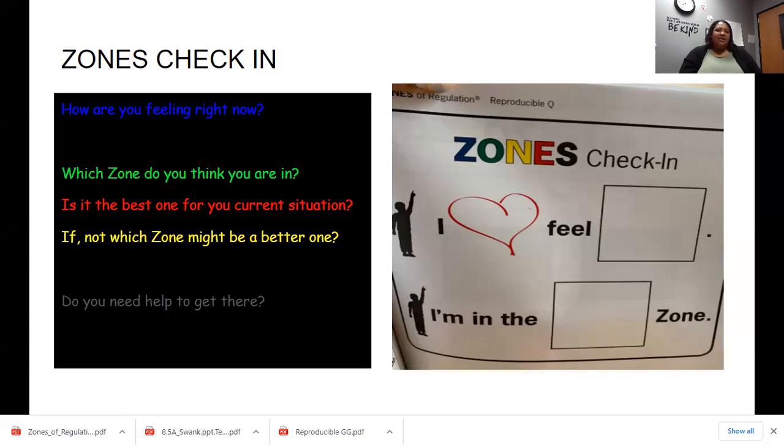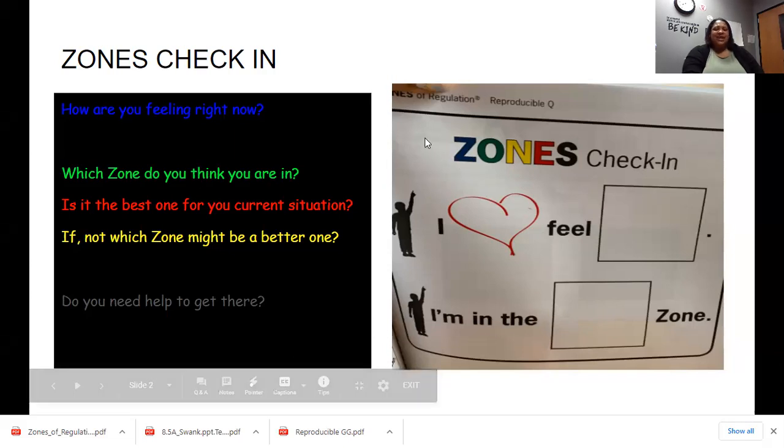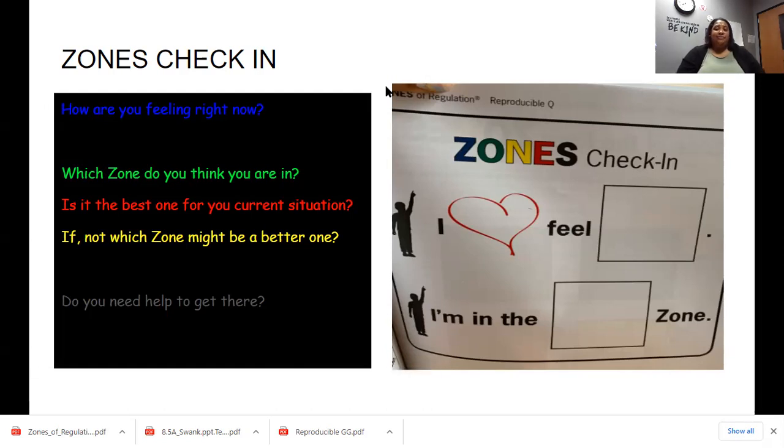If you notice on the side, I put our zones check-in. I feel blank. I'm in the blank zone. So you can take just a minute to see how you're feeling right now and to see what zone you're in. And remember, if you're not in the zone that you're desiring to be in, such as the green zone, think about, do you need help to get there? And what tools can you use to get there?